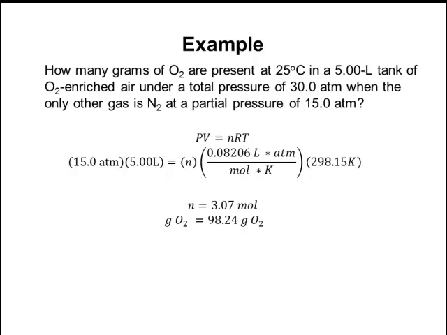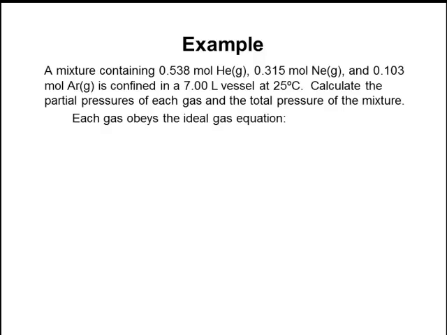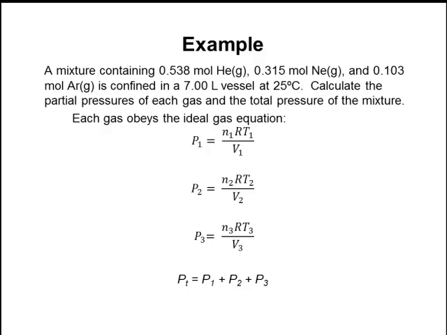All right, let's look at another example of gas mixtures. With this, I want to calculate the partial pressures of each gas and the total pressure of the mixture. For the partial pressure of each gas, I can take its number of moles times R times the temperature divided by the volume. That'll give me each individual gas's pressure. Once I know each individual gas's pressure, the total pressure is just all three pressures added together.